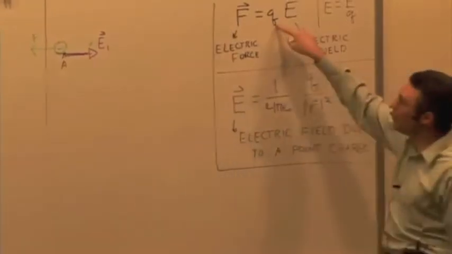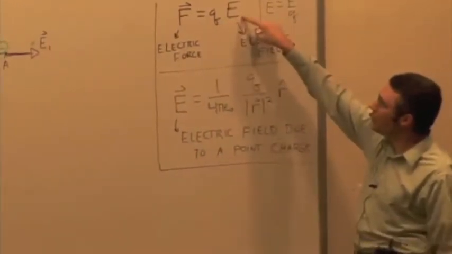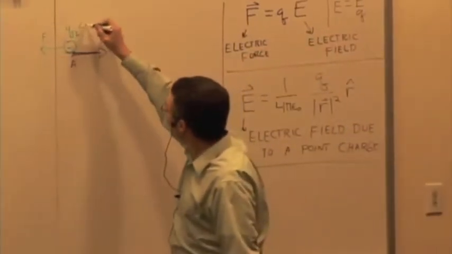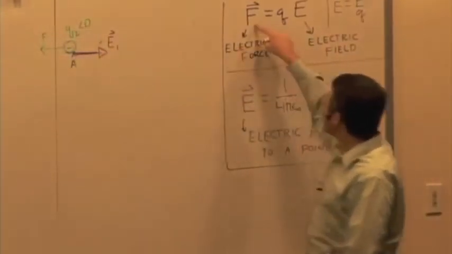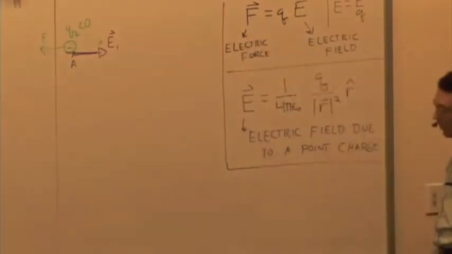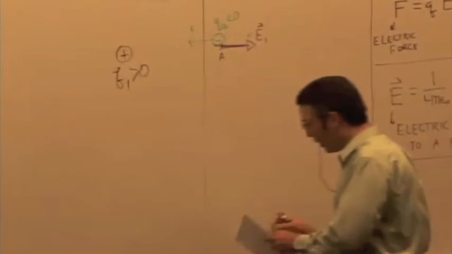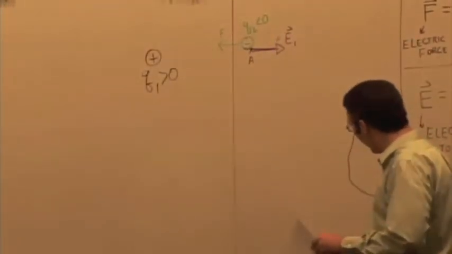Multiply Q2 times this electric field to the right. Q2 is now negative, and I get a force that is pointing in the opposite direction of the electric field, okay? And you could do this, just to work it out real quick, if you had a negative point charge creating an electric field.